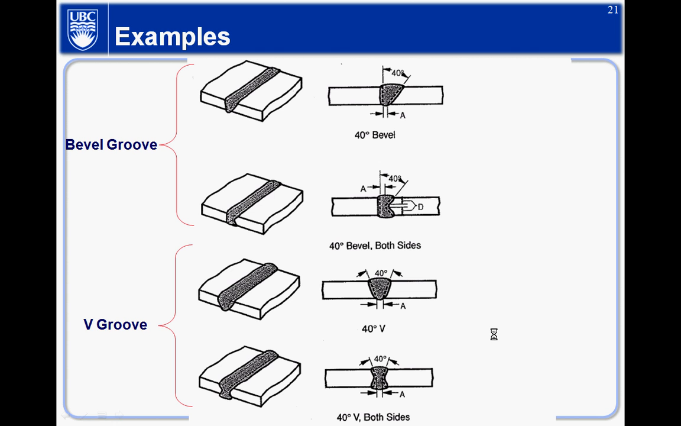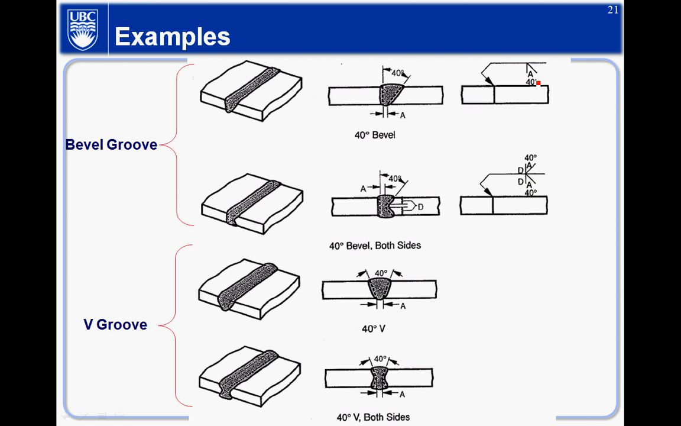In terms of other things like groove weld, bevel, or V, those are some other examples. Actually, you show the angles on the drawing there. So that's basically what this means. It gives you the angles, and they tell you the shape.